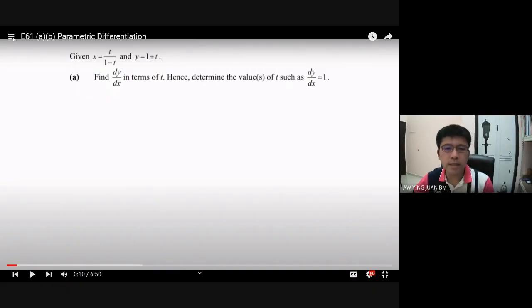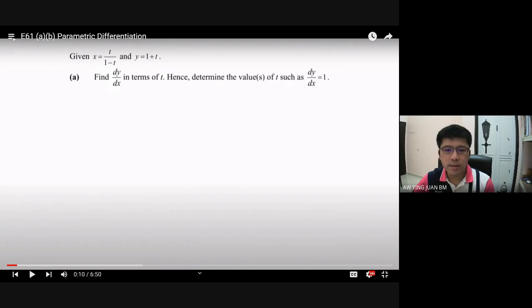Salam sejahtera ya. Slot ini kita akan bincang tentang Parametrics Differentiation. Sekarang kita tengok contoh, apa yang dimaksudkan dengan Parametrics Differentiation.